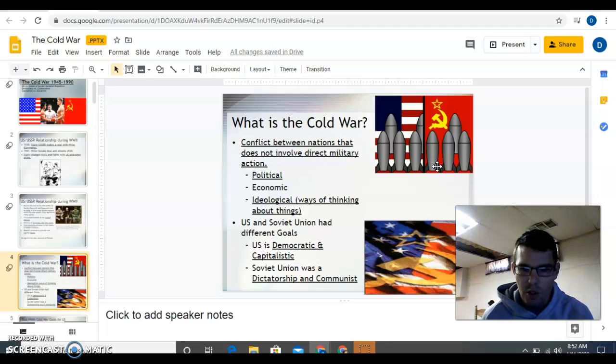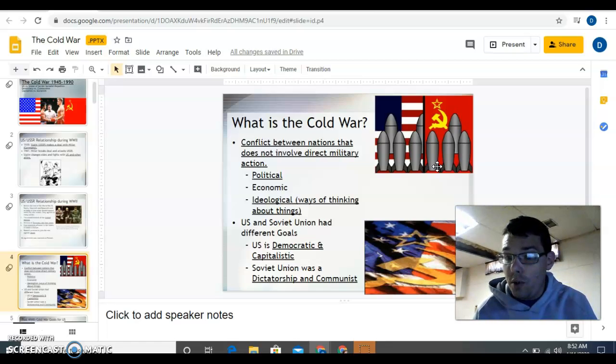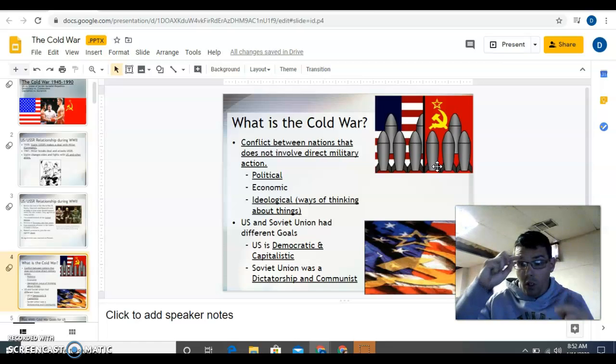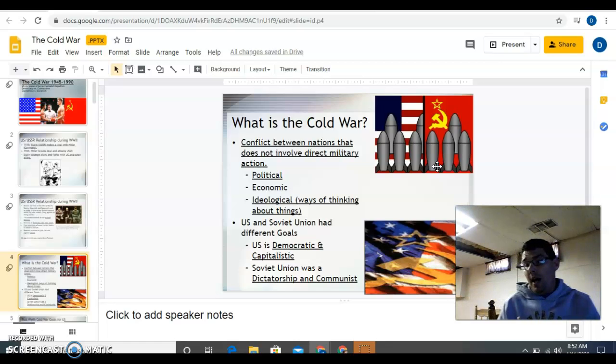So again, the U.S. and the Soviet Union had different goals. So the U.S. is democratic. We believe in rights for the people and different freedoms, and we believe in capitalism, that things are individually owned, that entrepreneurs and people can invest and can use their ideas to create their own business. Whereas the Soviet Union, they believe in more of a dictatorship with Stalin, more government power, more government rule, government controls everything. So 2 very, very opposing different ways.